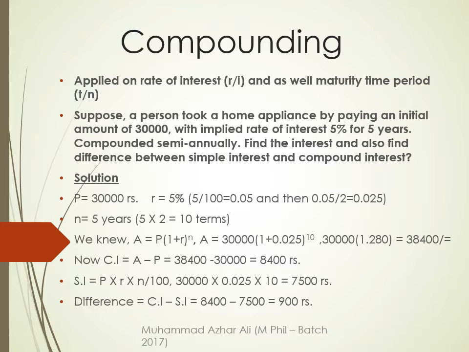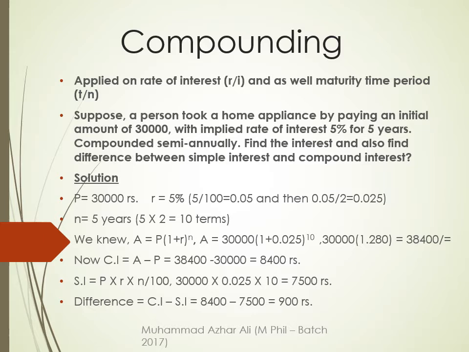As we have seen already, P is equal to 30,000 rupees, this is the principal amount, and rate is equal to 5%, which means 5 divided by 100 equals 0.05. First we divide by 100 to get the decimal value, and then we divide by the compounding of 2, because the compounding is applied semi-annually, meaning 2 times in a year. So our rate of interest will be 0.025. Then the number of terms is 5 years multiplied by 2, so it becomes 10 terms. The interest will be charged for 10 terms.